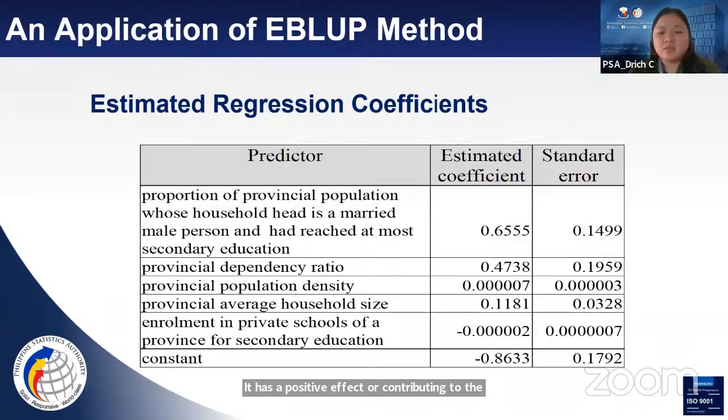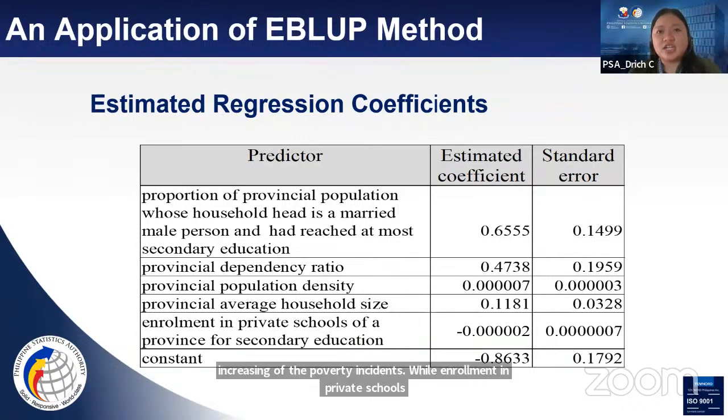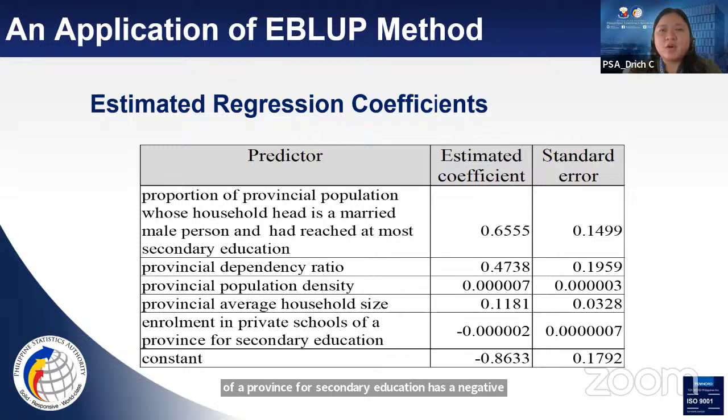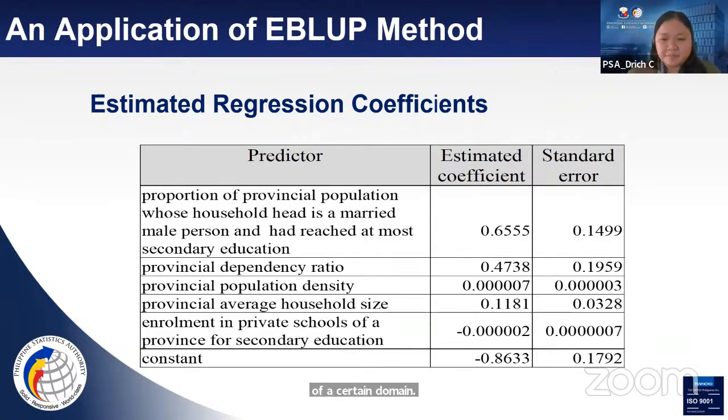While enrollment in private schools of a province for secondary education has a negative effect, since when a household enrolls their children in private schools, it means they can afford an exclusive or a more expensive education for their children. So it means that they have a higher income, so they are less likely to be contributing to the poverty incidence of a certain domain. So those are some of the criteria that we must also check when generating regression models, that I believe some of us may already be familiar with.